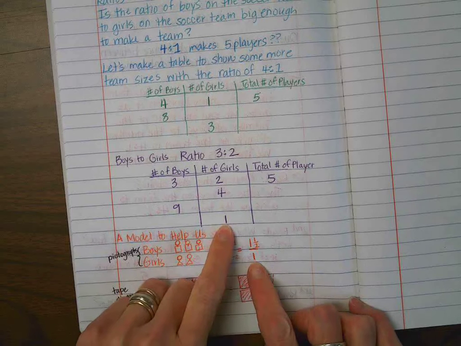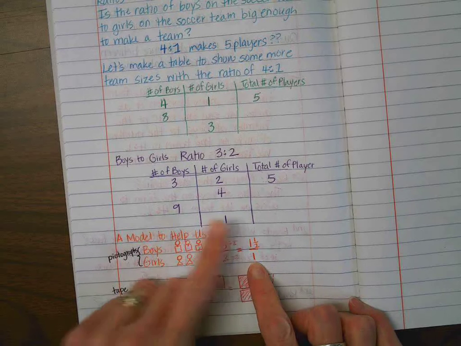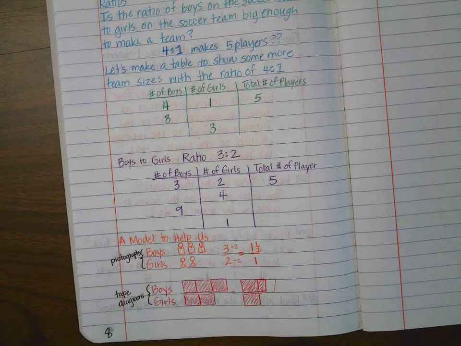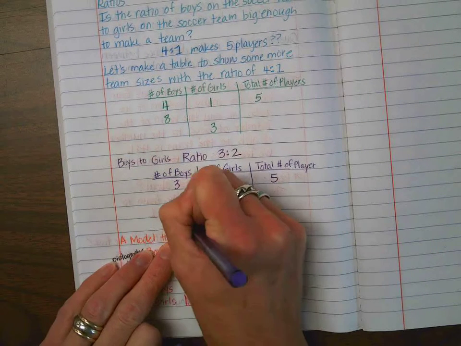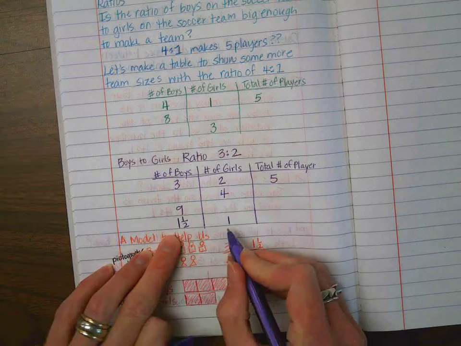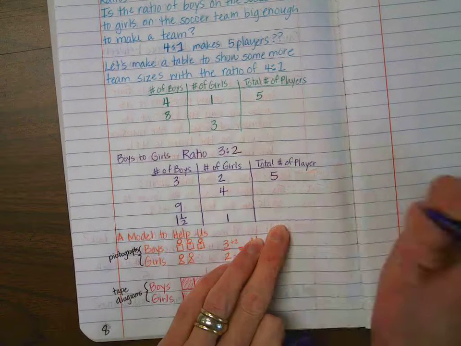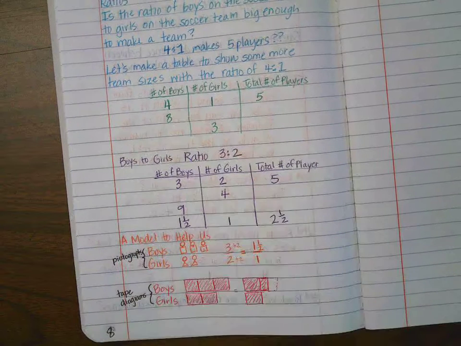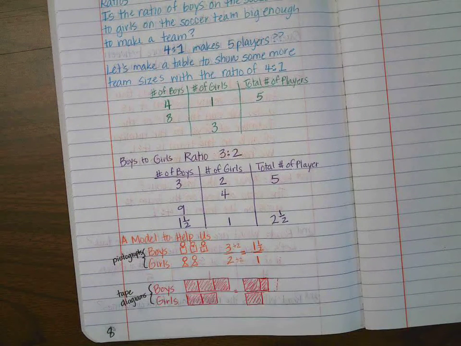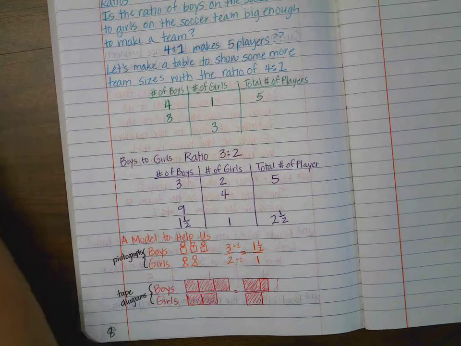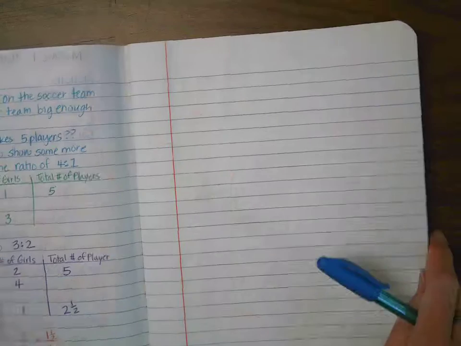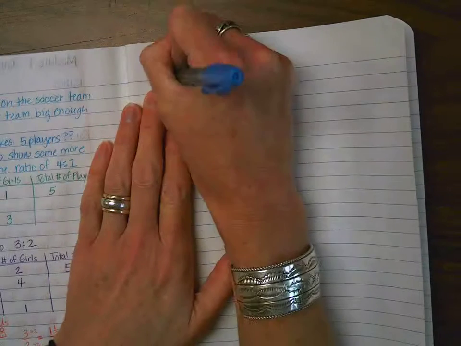Okay? All right. So that gives us a picture, and were we able to figure out how many boys there would be if there was only 1 girl? Yes, we were, and the answer to that is 1 1/2 boys. So we have 1 1/2 boys for every 1 girl, which would give us 2 1/2 players. That's kind of funny, and it's kind of silly because I don't think you can have 2 1/2 players, but mathematically, that's what we were trying to find.